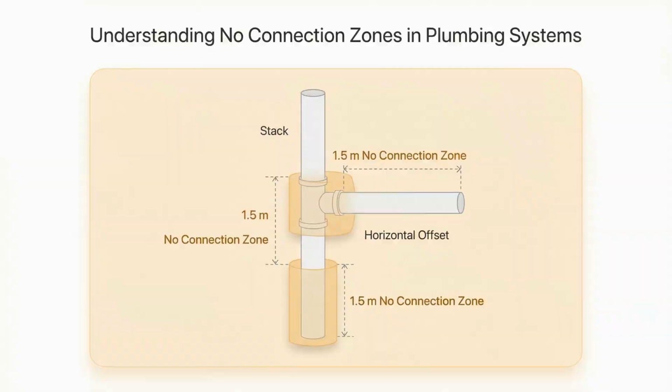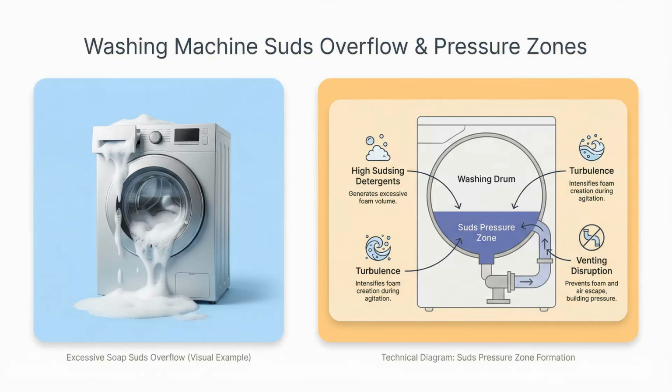Let's get started. First up, let's talk about connections. You might think you can just hook a pipe in anywhere, but physics disagrees. When you have a vertical stack transitioning to a horizontal branch pipe in these turbulent zones, you're asking for blockages and backflow. Now, here's a concept that always surprises people: suds pressure zones.